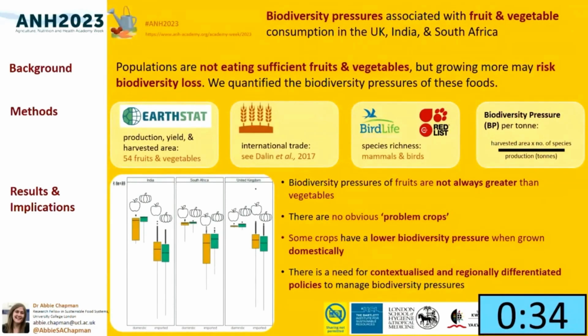We quantified biodiversity pressures using global gridded datasets on crop area and international trade, and species richness estimates based on range distribution maps of thousands of mammals and birds. We brought these data together to measure the biodiversity pressure associated with a ton of a given crop. Our analysis revealed that there are no good and bad fruit and vegetable crops when it comes to biodiversity. It's complicated by international trade, as some countries offshore the biodiversity pressures associated with their consumption. We need region-specific policies to manage these biodiversity pressures, even when we're pursuing healthier, sustainable diets.